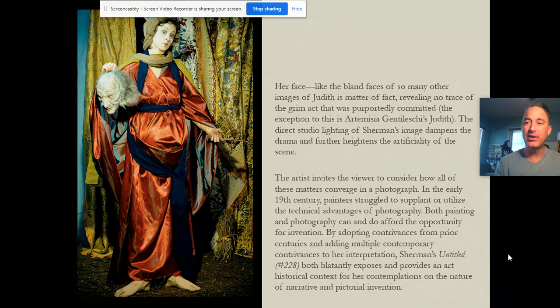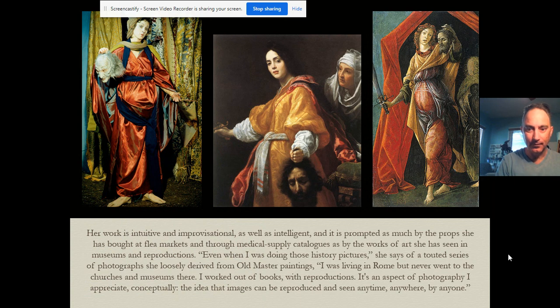So by doing this, she's creating the facade that painting creates, that lack of reality, that imposed reality on a canvas, but only done in photographs. And she does something kind of interesting, because the majority of these were done while she was living and working in Rome, surrounded by these paintings. But she never went to the museum to reference them. Instead, she looked at the images out of a book.